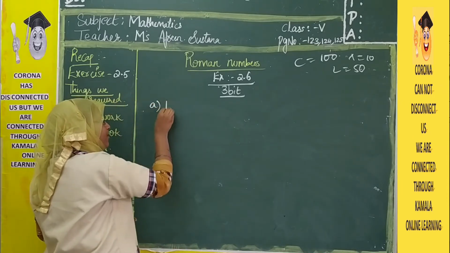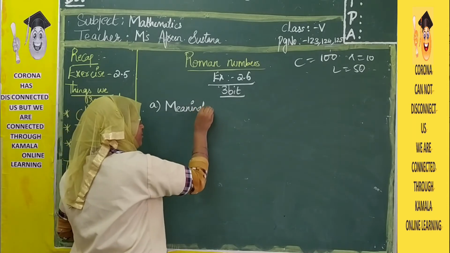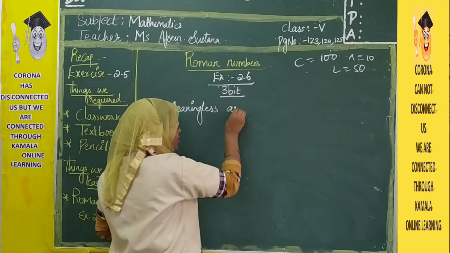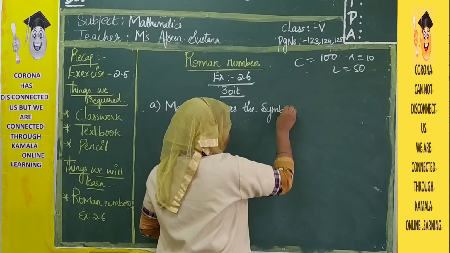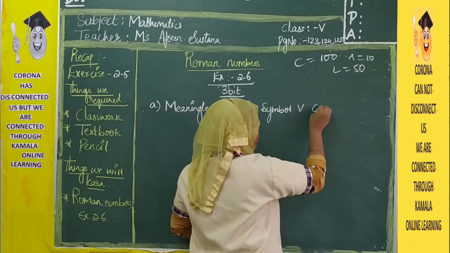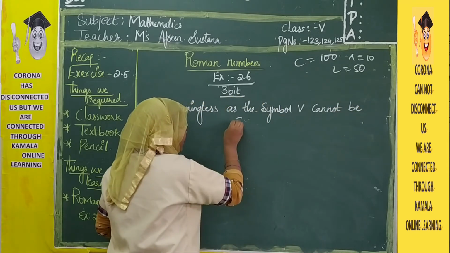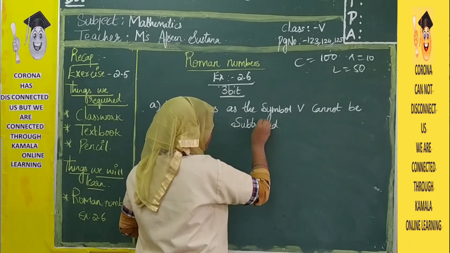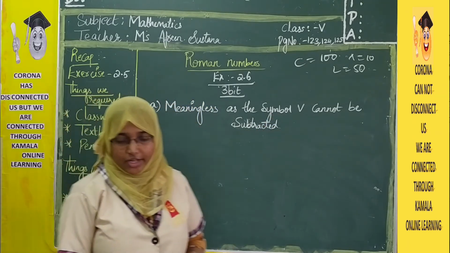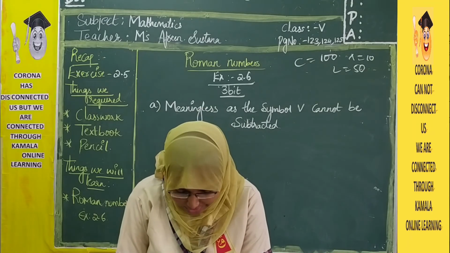First one, meaningless as the symbol V cannot be subtracted. We cannot subtract from 10. Right? So meaningless as the symbol V is never subtracted.